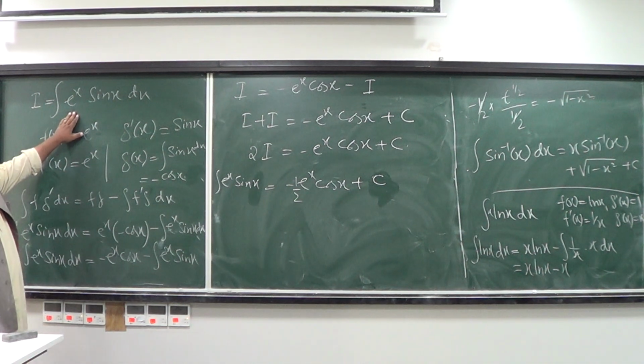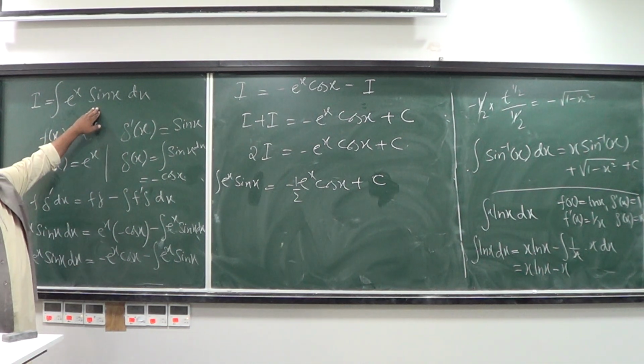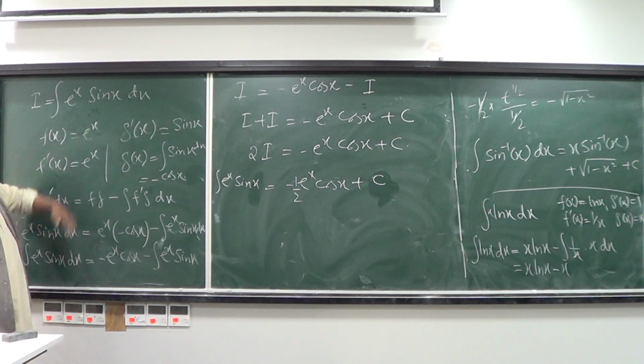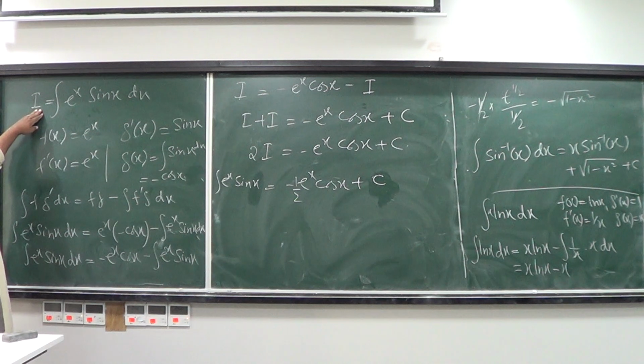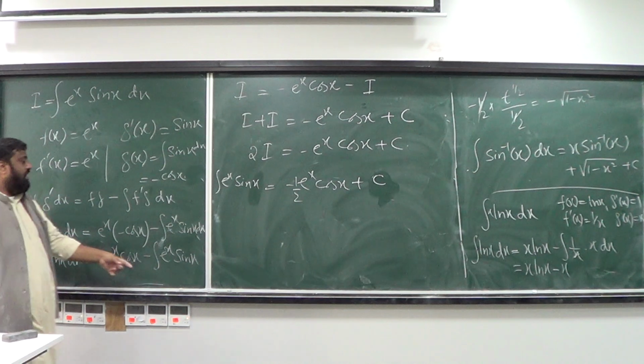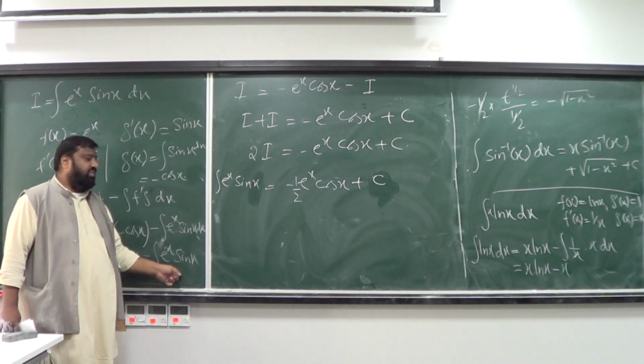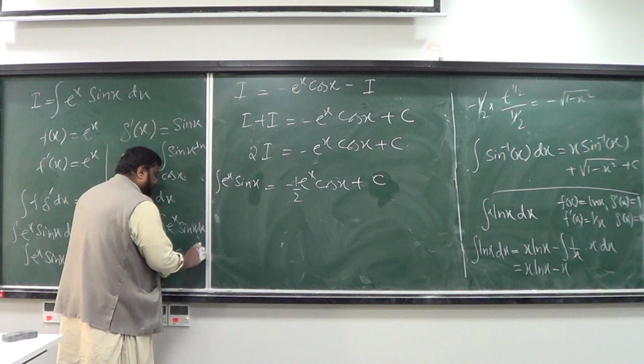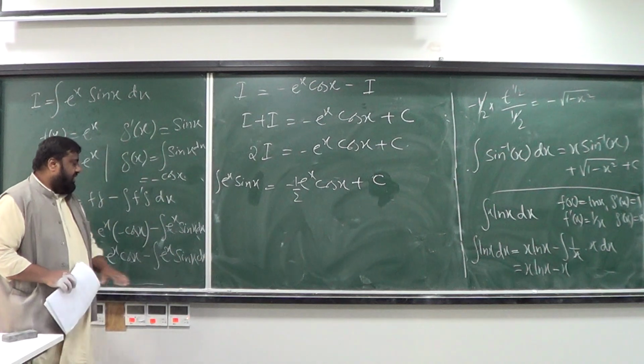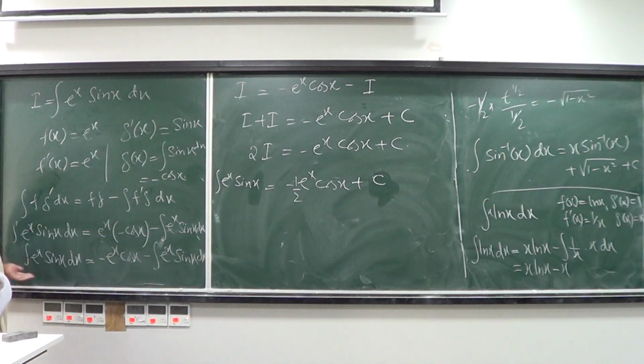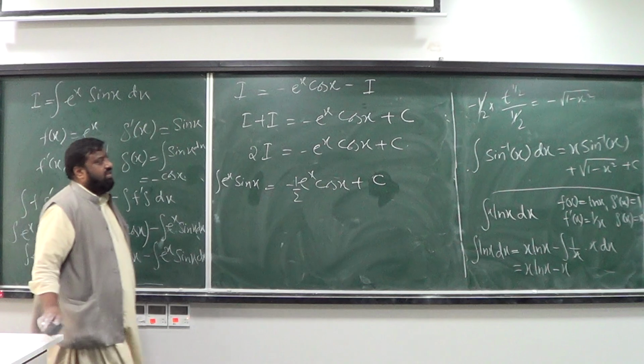This trick would also work when you have e to the x multiplied by cos x. Give it a name I. Give this f and g prime. Simplify. You will see that this integral will appear another time here. So what you can do, take this on the other side, add them, divide by 2 and you get your answer.